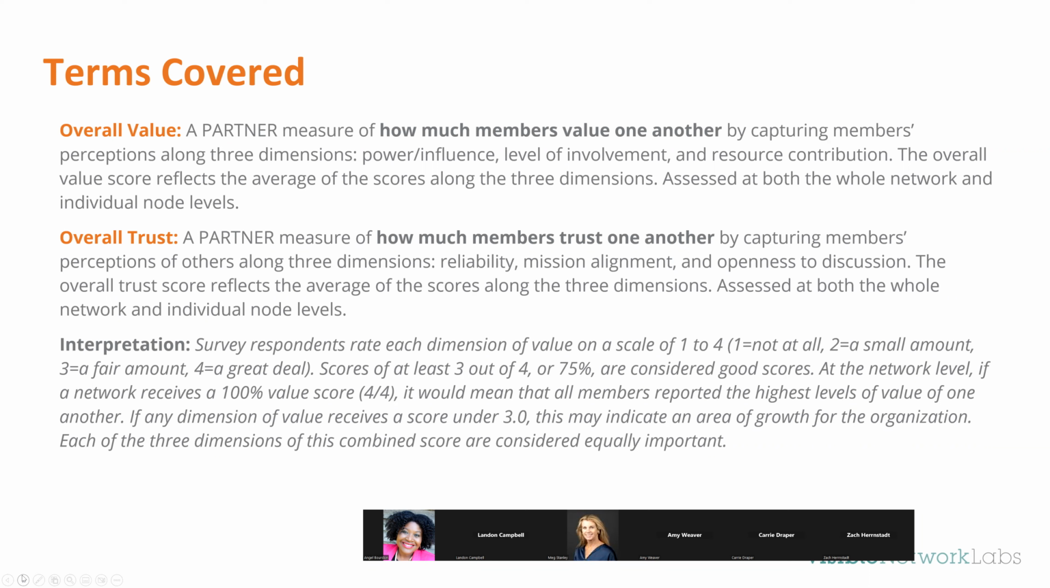And we've also included the interpretation guide that you can refer back to. This essentially highlights how scores of at least 3 out of 4 are considered good scores, and anything under a 3 can indicate an area of growth. And while the overall score is important, it is important to note that each score is considered equally important.